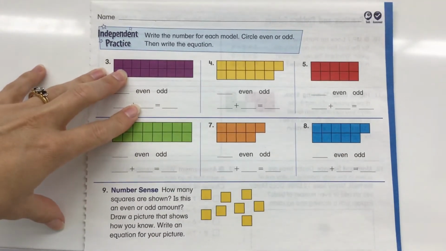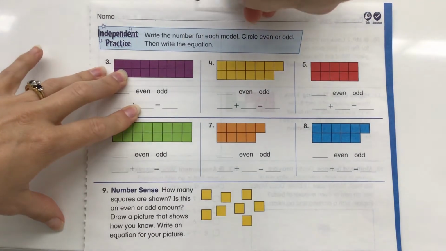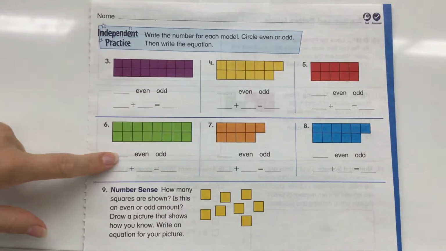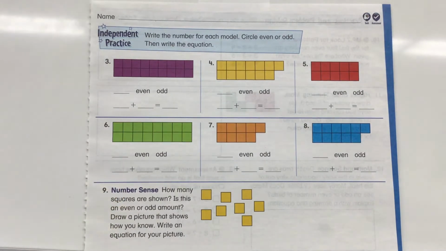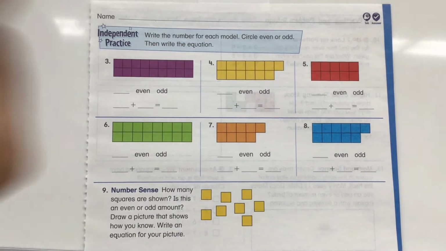You will do this page on your own. So you'll pause the video, do independent practice on your own. You can try number sense on your own if you want to also, and then you're going to turn the video back on and check your answers. All right, let's do this.